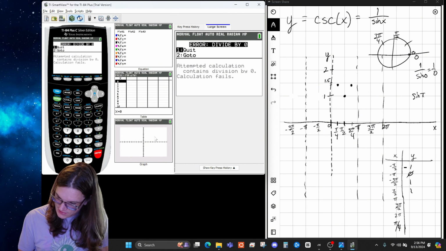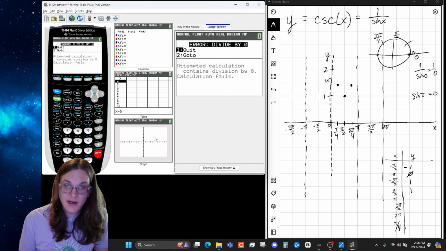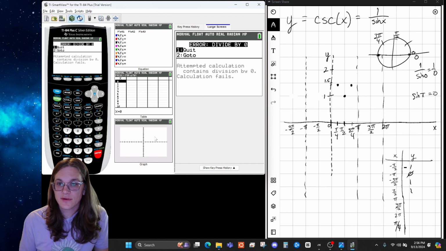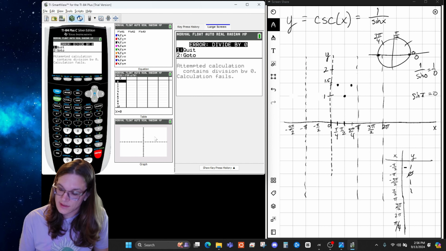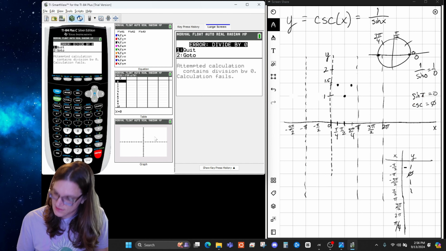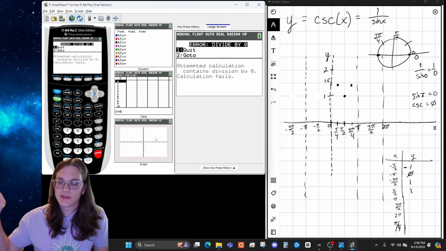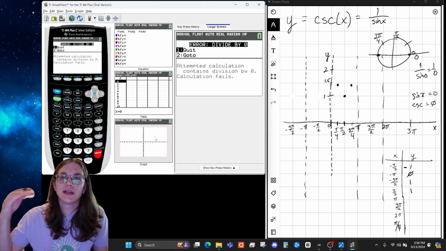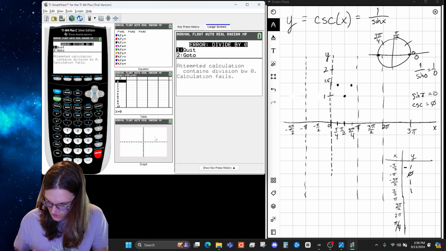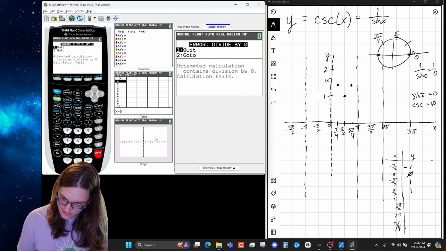Sine of pi is 0, right? Because if you're here on the unit circle, you're at a height of 0, so sine of pi is 0. Sine of 2 pi is 0. Sine of pi is 0. So every time sine is 0, cosecant is nothing. No answer. So that occurs here at pi, 2 pi, 3 pi. Every integer increment of pi is a way to say that. You're going to have these asymptotes.